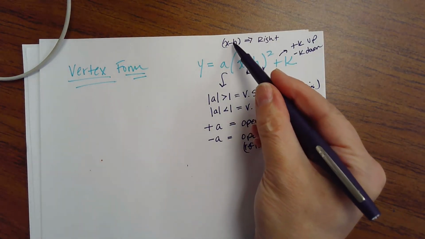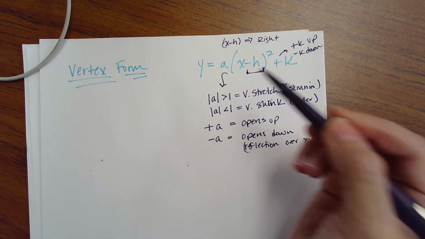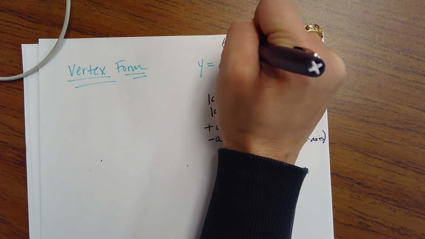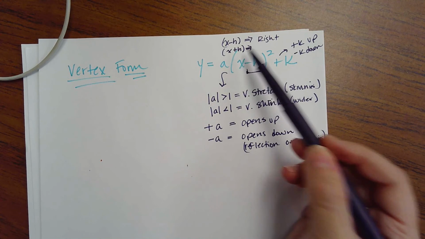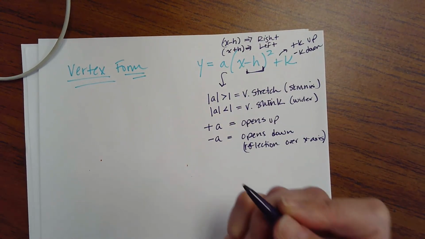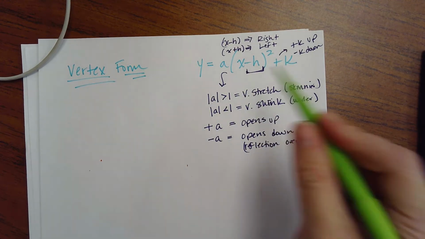If it was x minus 5, I'm going to shift from the origin to the right 5. If I had x plus h, because my original equation has the negative in here, that is actually a shift to the left. So let's say it was x plus 5. That would mean I'm shifting my graph left 5. Basically, these are all the pieces of our graph.